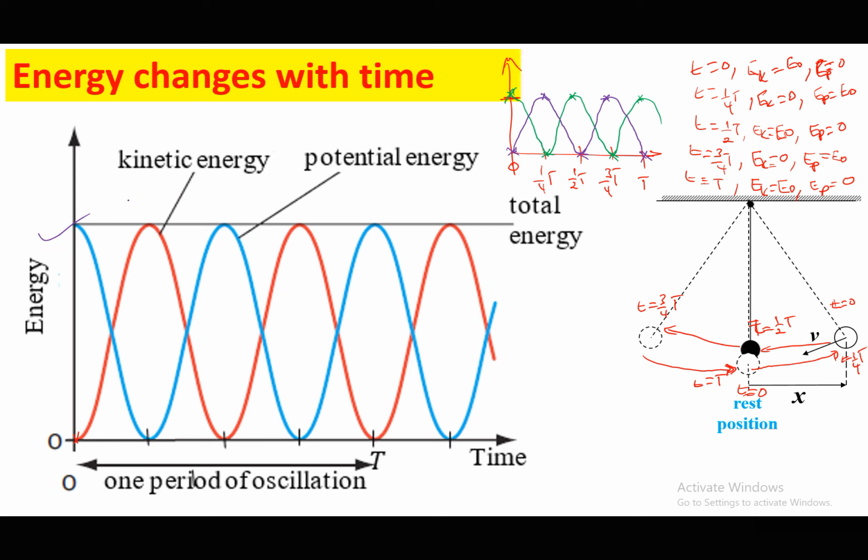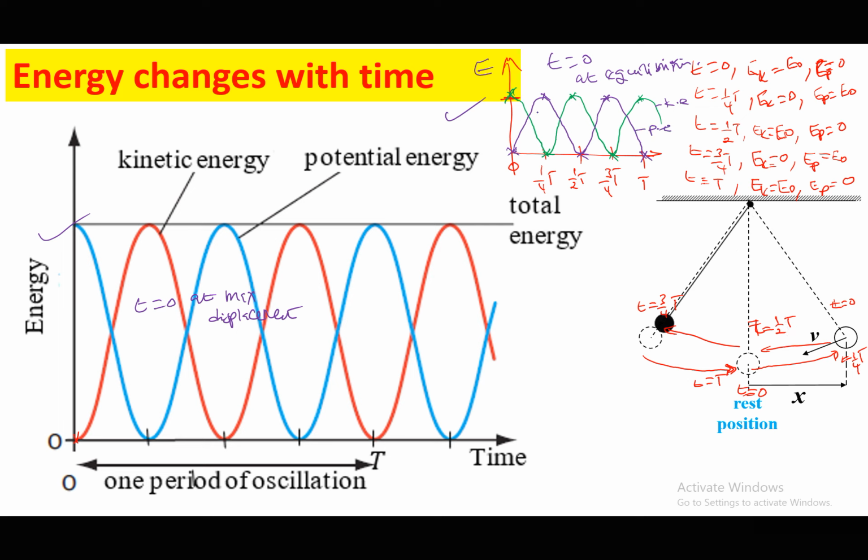So you notice that this graph here is the same as this, only that here timing, t is 0 when the body is at maximum displacement. Yet here t is 0 when the body is at equilibrium. So green was kinetic energy and blue was potential energy.